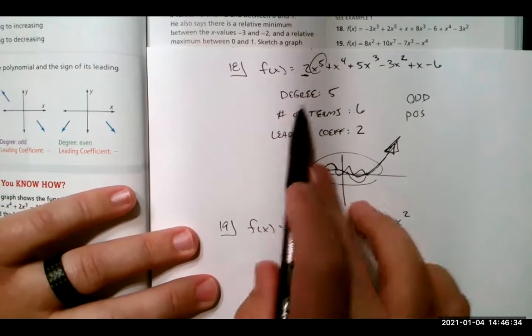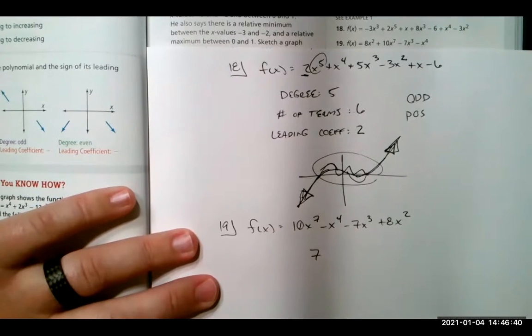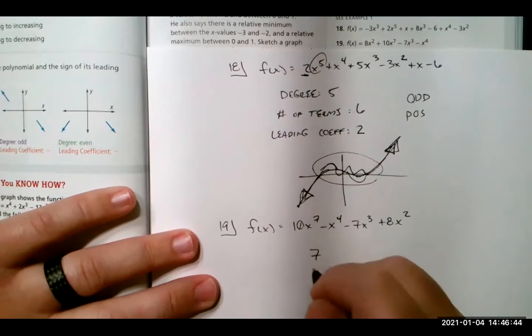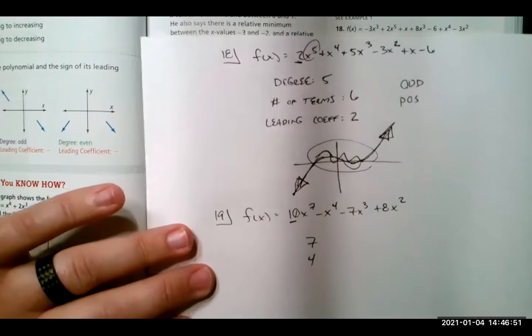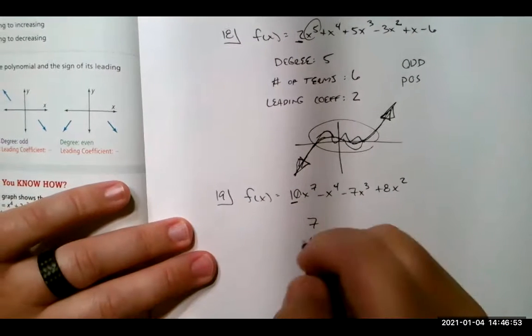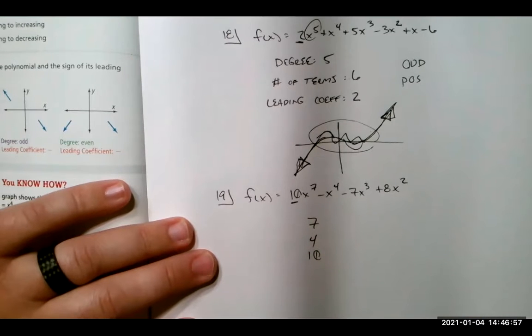So those 3 things, the overall degree, again, if it's in standard form, that's going to be your first term. So the overall degree is going to be a 7. Number of terms, 1, 2, 3, 4. So I've got 4 terms there. And then the leading coefficient, that's going to be the number in front of your leading term. So the leading coefficient is going to be a positive 10.